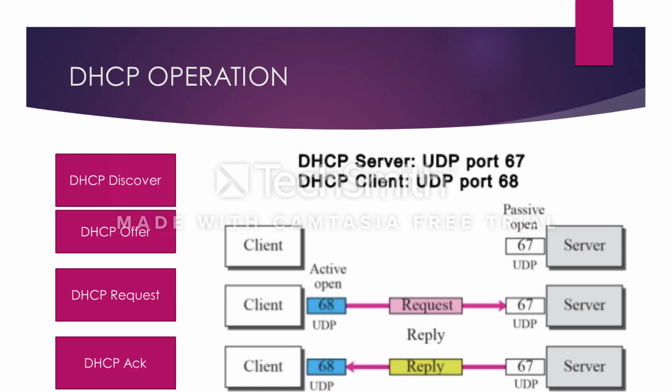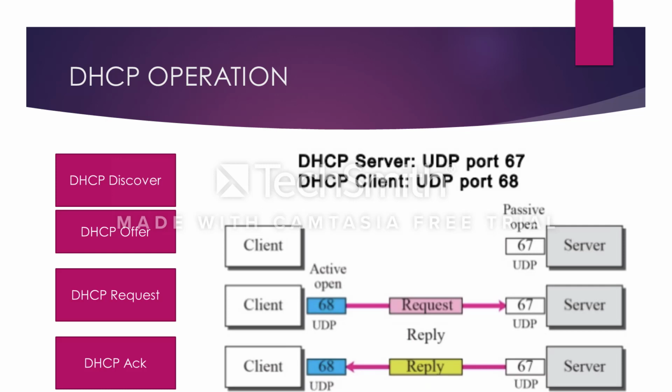Now, let's talk a little bit about the DHCP operations. DHCP operation falls into 4 phases: the server discovery, the IP lease offer, the IP lease request, and the IP lease acknowledgement. These stages are often abbreviated as DORA for discovery, offer, request, and acknowledgement.